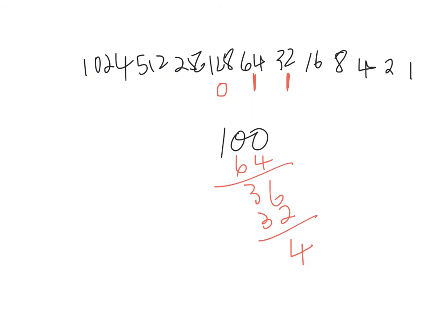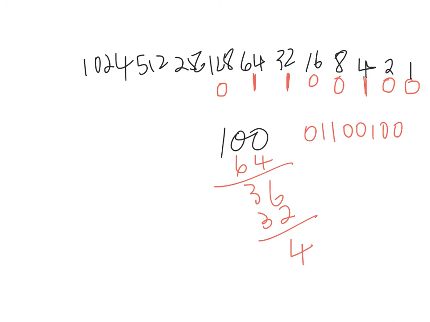Can I get a 16 in there? No. Can I get an 8 in there? No. Can I get a 4 in there? Yes, I can. Can I get a 2 in there? No. And I can't get a 1. So what is 100 in binary? 0, 1, 1, 0, 0, 1, 0, 0.